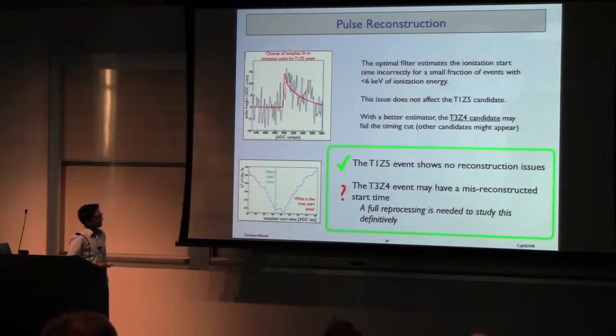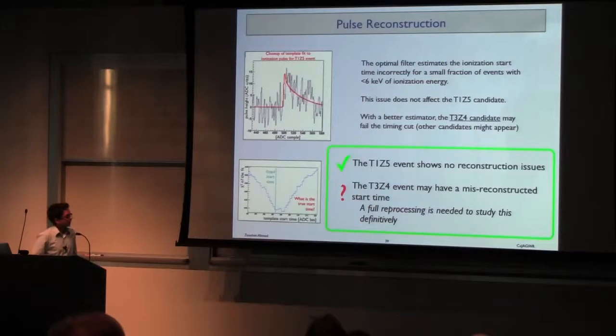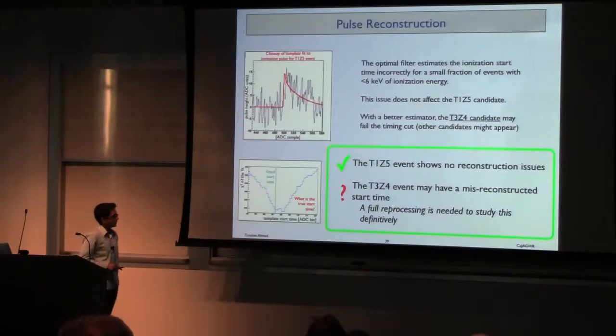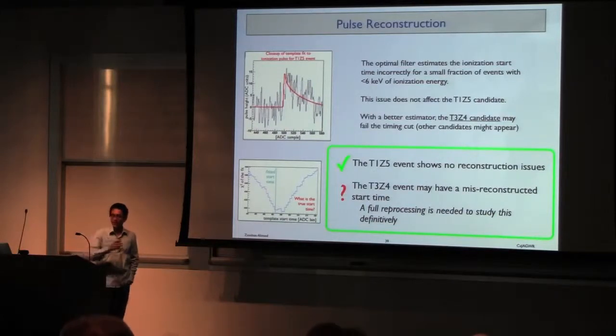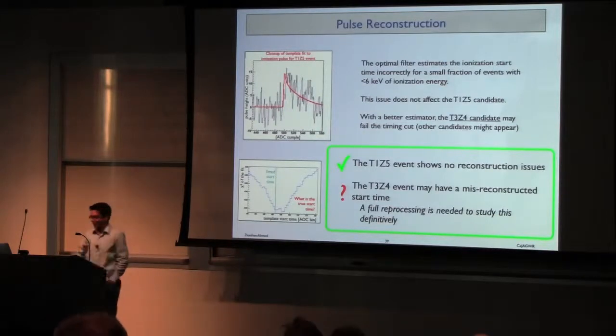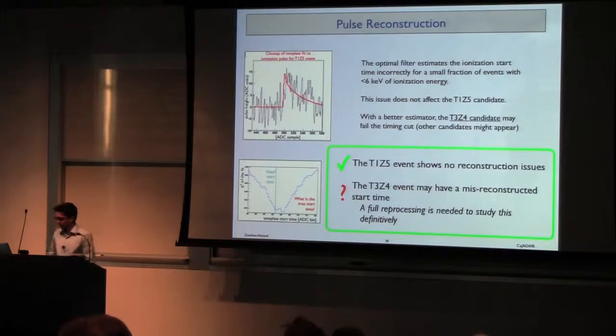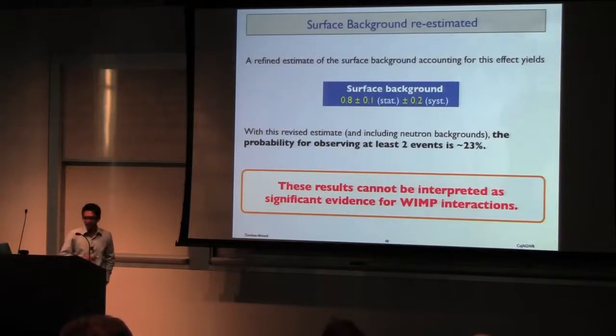This problem is not observed with the T1Z5 event. It's observed, sorry, did I say that right? Yeah, okay, yeah. T1Z5 event is fine. T3Z4 event is the one that looks like it may have a misreconstructed start time. But we'd actually have to go and reprocess the entire data because it's just a different algorithm. The timing cuts may be set slightly differently, and so it's a whole reprocessing that you have to do to investigate that issue.